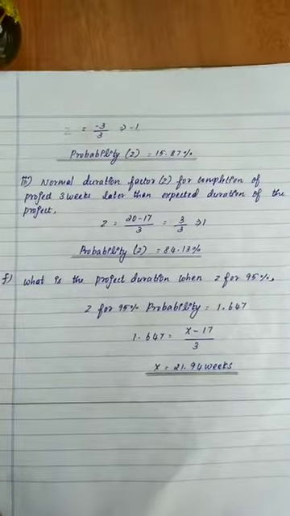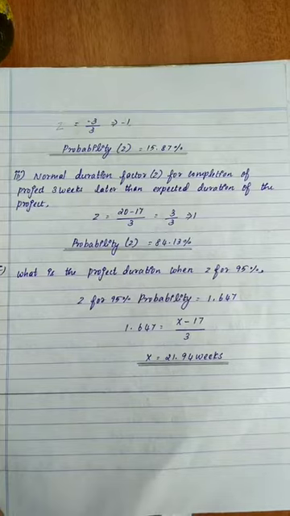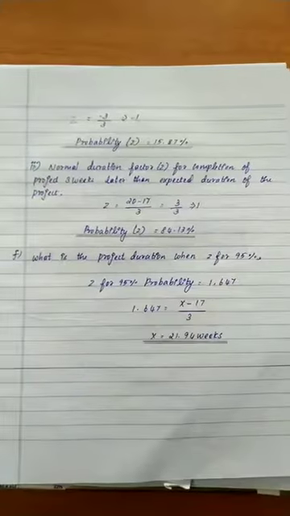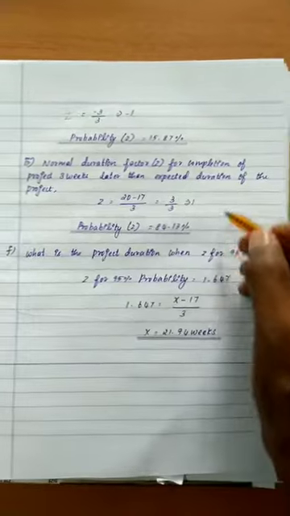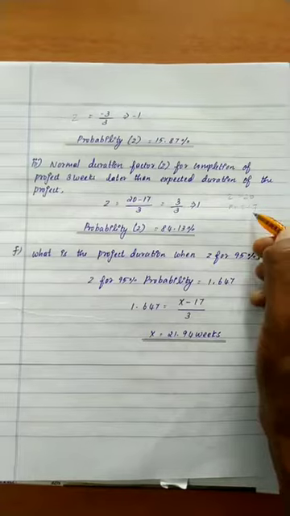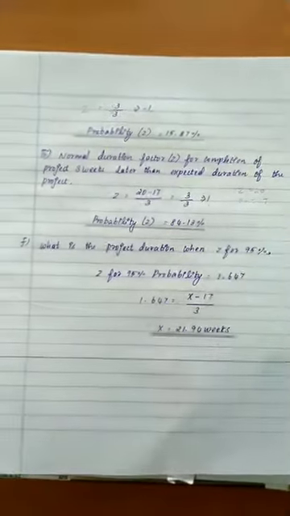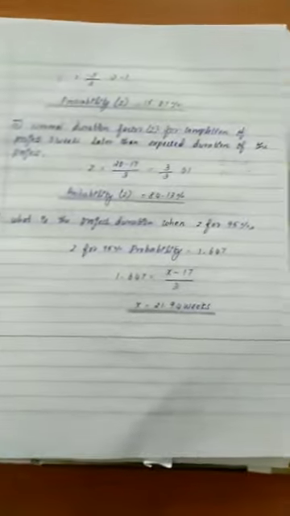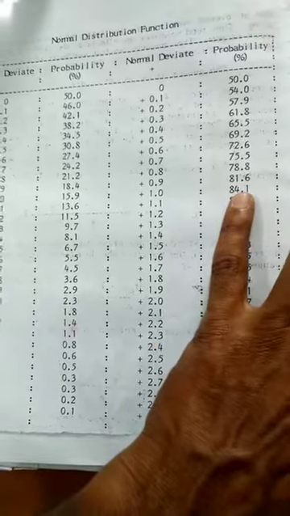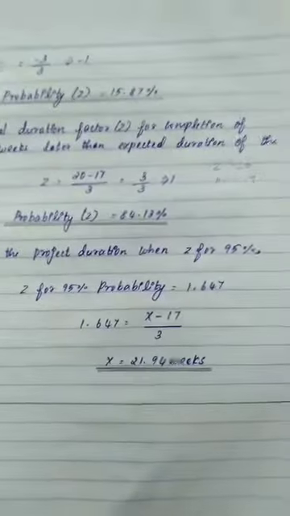Next one, the third one, should be completed 3 weeks later. Three weeks later means we know that the expected duration is 17 weeks, so 17 plus 3 equals 20. So here x equals 20 and mu t equals 17. So 20 minus 17 divided by 3, you will get the answer 1. For z equal to 1, you need to find out the probability value in the table. So this is the table. For z equal to 1, the percentage is 84.1. This is mentioned here, 84.1.